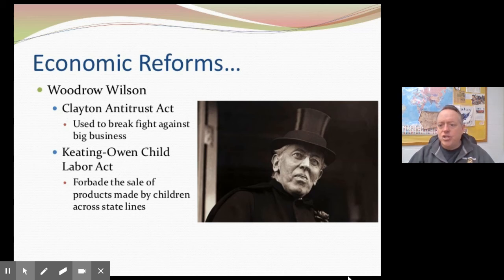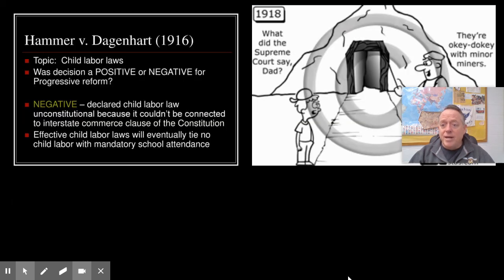And then finally, he went after child labor. He basically forbade the sale of products across state lines. However, and this is very interesting, and AP loves this, so remember this, that was declared unconstitutional in the court case Hammer versus Dagenhart. That's a great term if you can remember it, because basically they said that they couldn't connect child labor to interstate trade. They went back and tried to correct these child labor laws. However, basically mandatory school is what took care of child labor. So this is a time when, for the fact that you guys are now in school until you're 18, mandatory high school, this basically took the problem of child labor away.